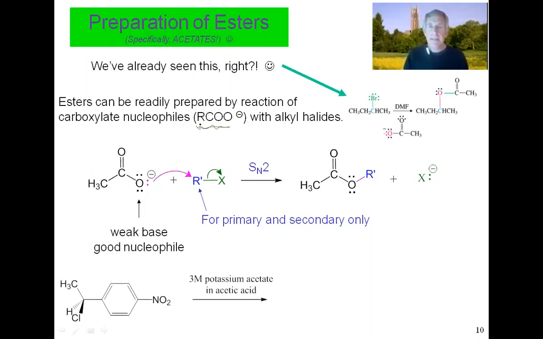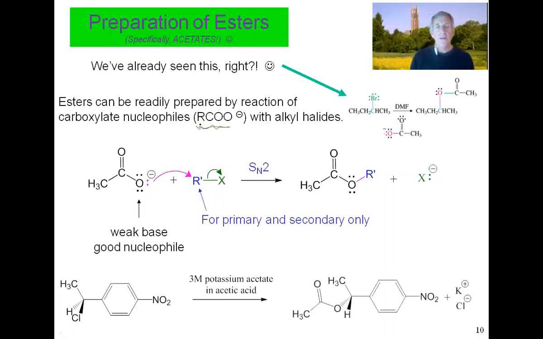Try this one. See if you can play with this. Pause. 5, 4, 3, 2, 1. All right, let's see what you came up with. Did you get this answer? Notice there's stereochemistry involved here. The acetate did a backside attack on this secondary benzylic carbon, and therefore we get inversion of stereochemistry at that spot. Is that what you got?